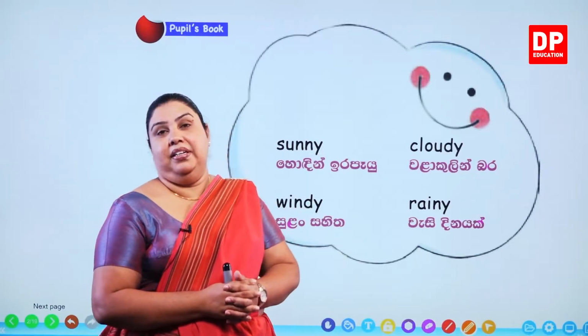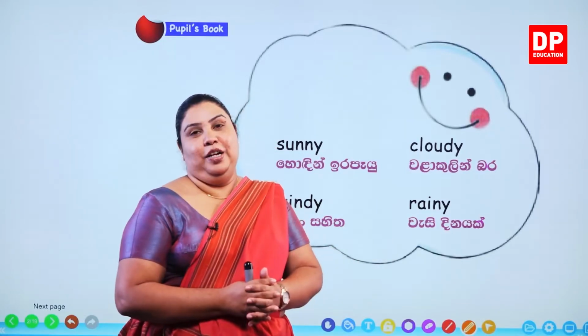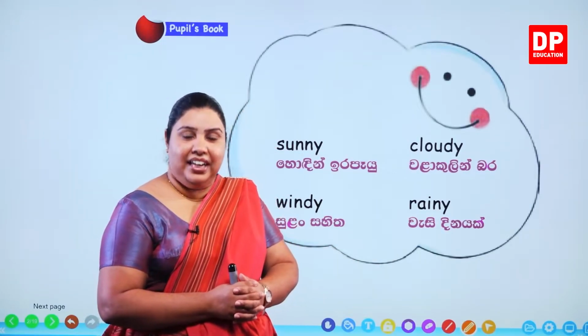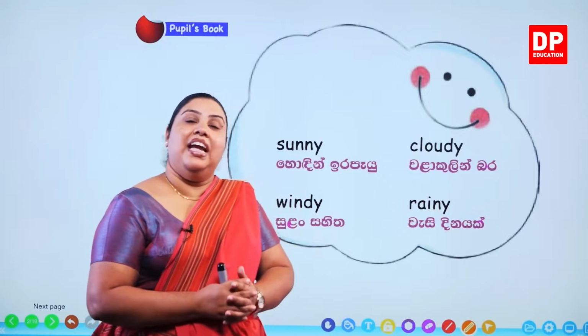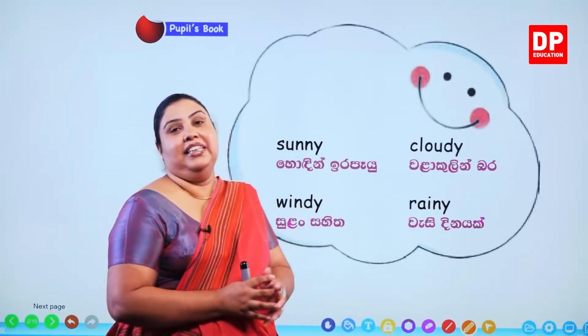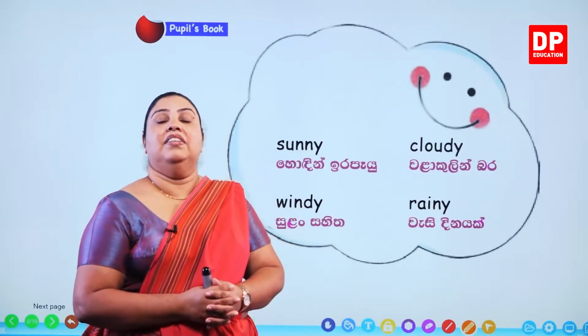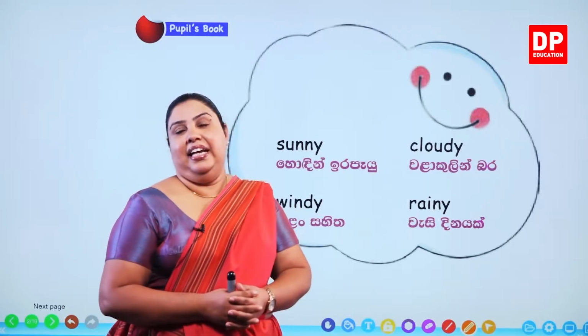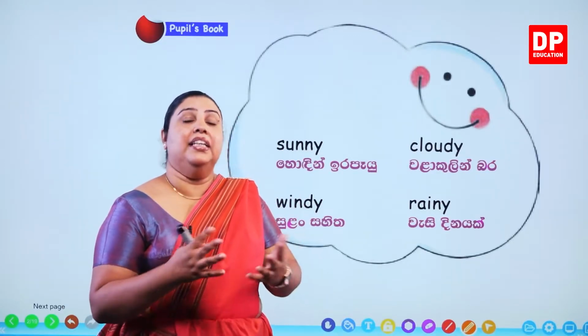Then the last one, rainy day. What is rain? Rain කියලා කියන්නේ වැස්සට. rainy වැසි සහිත දිනයක්. වැස්ස තියෙන දවසකට අපි කියනවා rainy day එකක් කියලා. වහින දවස් තියෙනවා නේද පුතේ?